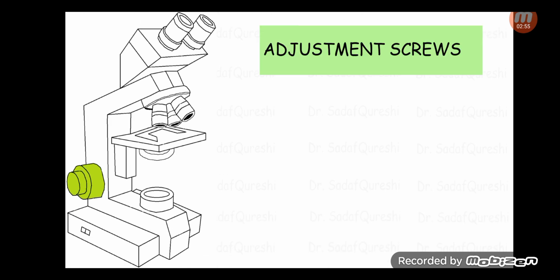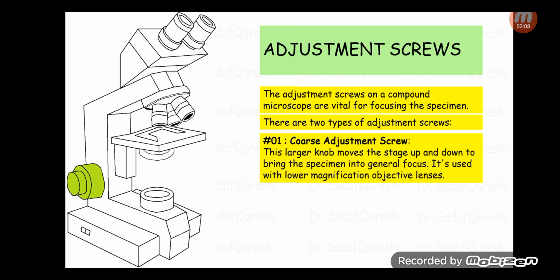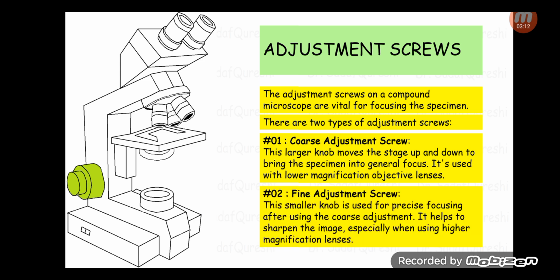The next mechanical part of the compound microscope is the adjustment screw. The adjustment screws on a compound microscope are vital for focusing the specimen. There are two types of adjustment screw in the compound microscope. The first is the coarse adjustment screw and the second one is the fine adjustment screw. The coarse adjustment screw is a larger knob that moves the stage up and down to bring the specimen into general focus. It is used with the lower magnification objective lenses.